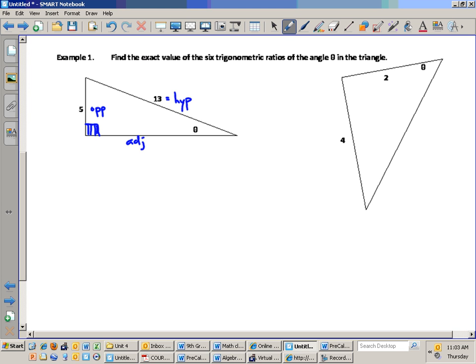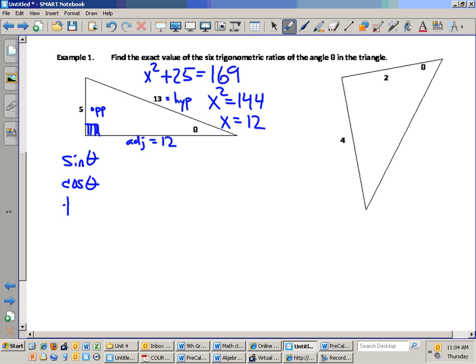How would I solve for the adjacent? The Pythagorean theorem, so I would have x squared plus y squared, or 25, is equal to c squared, which is 169. Subtract the 25 over, x squared is equal to 144, x is equal to 12. So you can see that we're out of the unit circle because our radius isn't 1 anymore. Our radius or hypotenuse of this triangle is 13. And so now I should be able to write all 6 trigonometric ratios. Sine, cosine, tangent, cosecant, secant, cotangent.